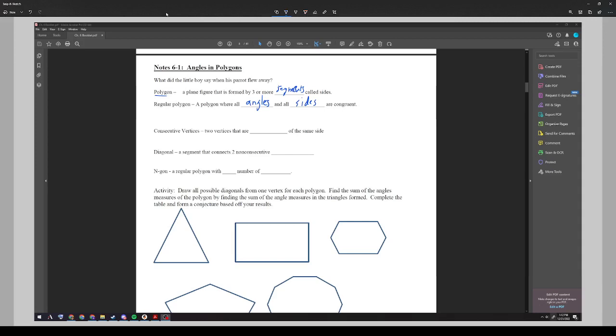Consecutive vertices may be a new vocabulary. So that means if we're following around the shape, clockwise or counterclockwise, the vertices we encounter back to back. So this one and this one would be consecutive. This second one and this third one would be consecutive. So basically, they are endpoints of the same side.